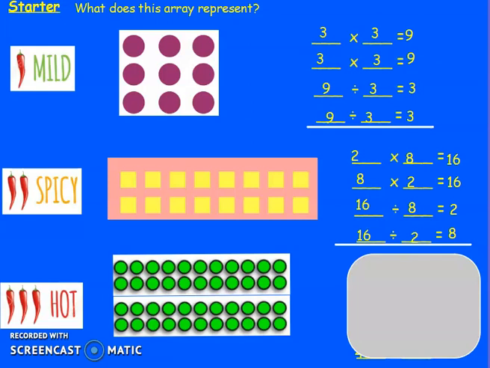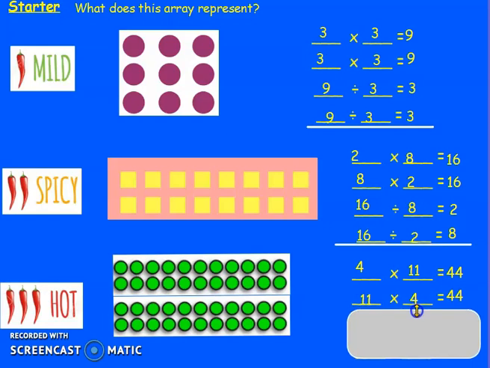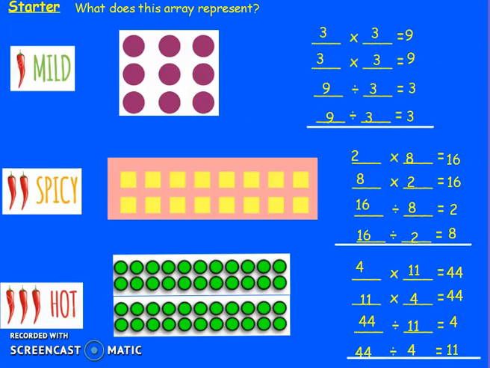Did anyone have a go at the hot challenge? It showed us 4 times 11 equals 44. 11 times 4 equals 44. 44 divided by 11 equals 4. And 44 divided by 4 equals 11. Give yourself a mark if you got that right.